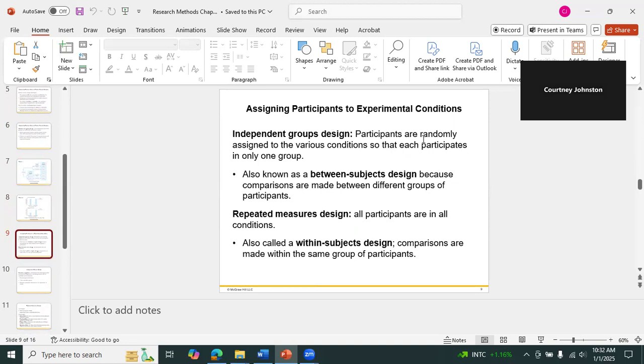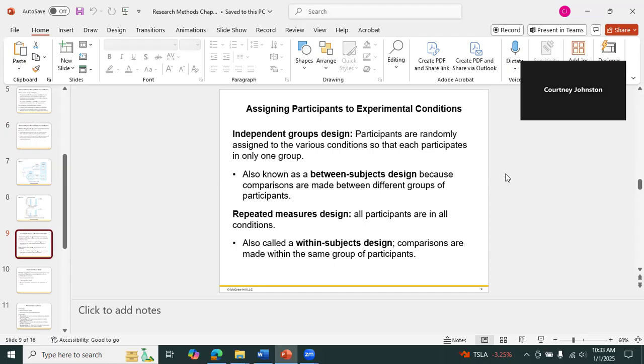Now, assigning participants to experimental conditions. So again, you're going to have a control and an experimental group, but let's talk about these designs first. So in the independent groups design, this is when participants are randomly assigned to the various conditions so that each participates in only one group. So this is also known as a between subjects design because the comparisons are made between different groups of participants. So as a participant, you're only going to be exposed to, let's say, the placebo. Let's say we're doing an antidepressant related study. Half of the participants are going to get a placebo, half are going to get the antidepressant. And that is it.